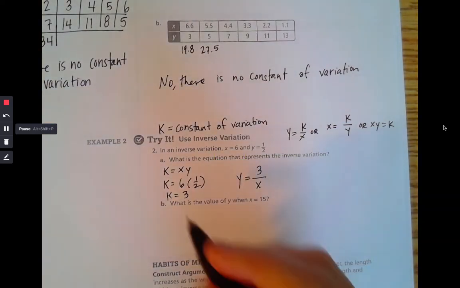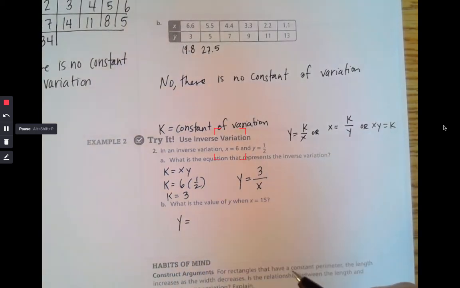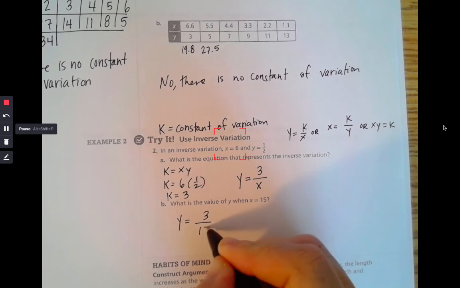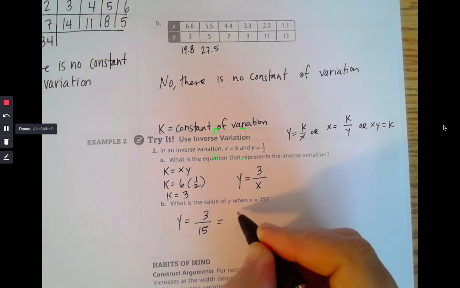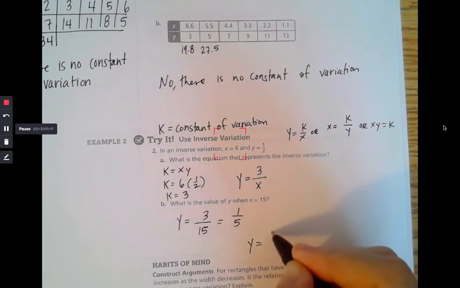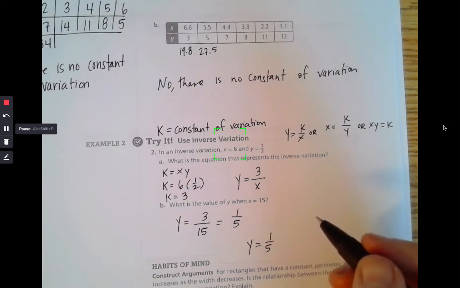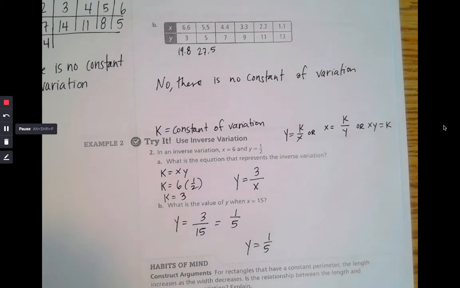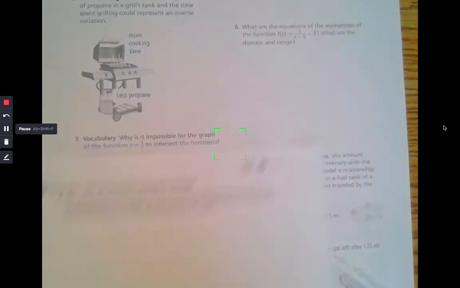What is the value of y using this inverse variation when x is equal to 15? So we put 3 over 15, which simplifies to 1 over 5. So y is equal to 1 over 5. We got it? All right.